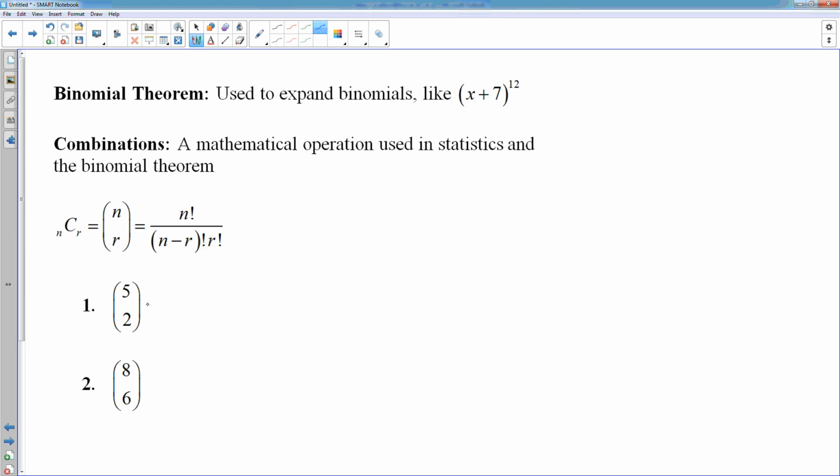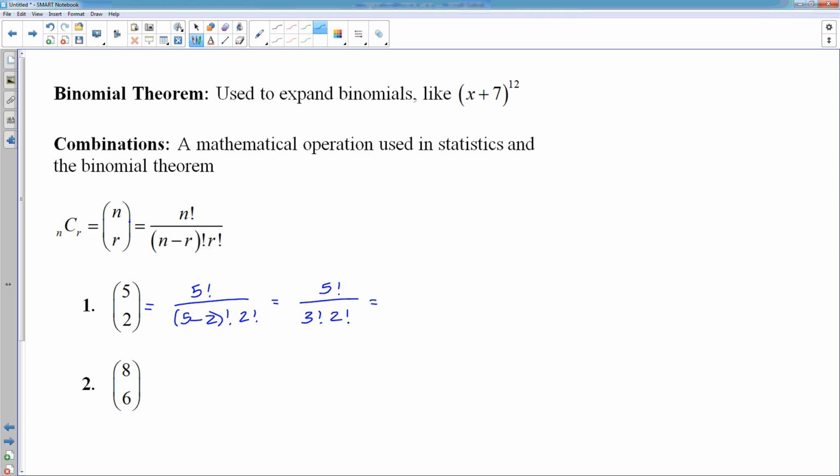And by the way, that is n factorial. That's not n with enthusiasm. That's not n, hey! No, it's just n factorial. And the way you do this, n choose r, it starts with n factorial. So 5 choose 2 would be 5 factorial over n minus r. So in this case, that'd be 5 minus 2 factorial times r factorial, which in this case is 2 factorial. Then we would clean that up. 5 factorial over 5 minus 2 is 3 factorial and 2 factorial.